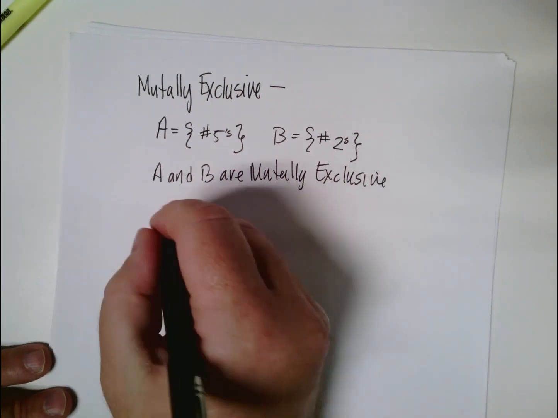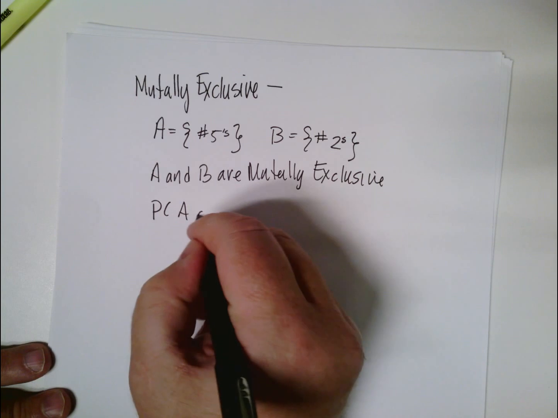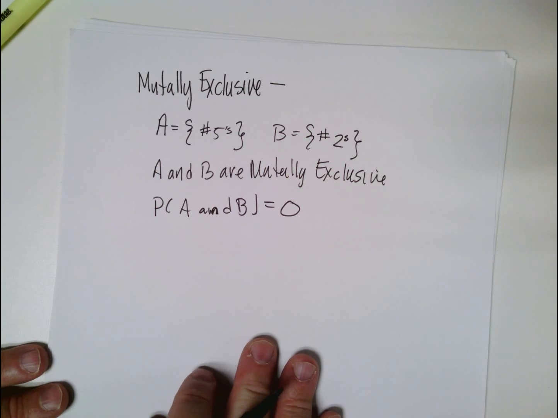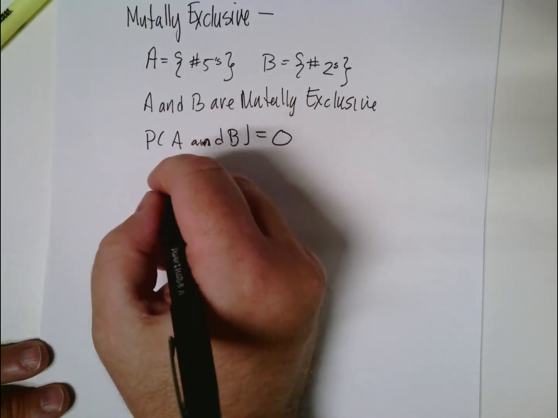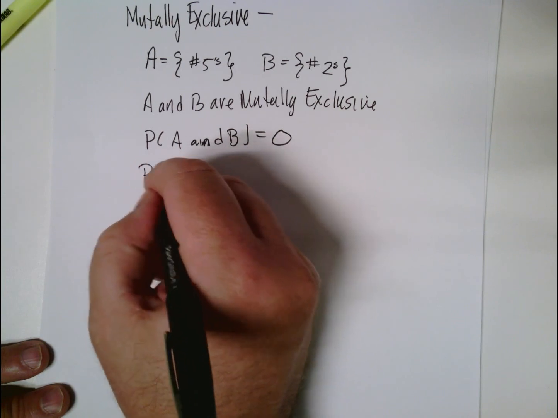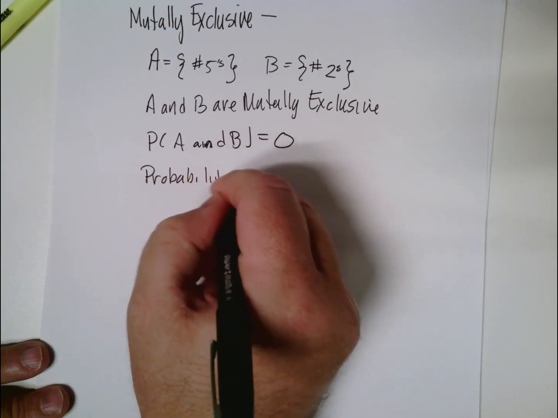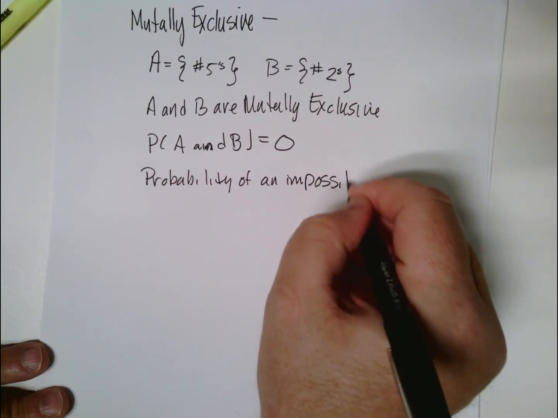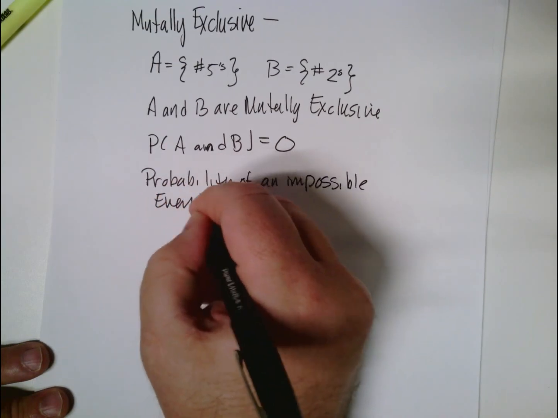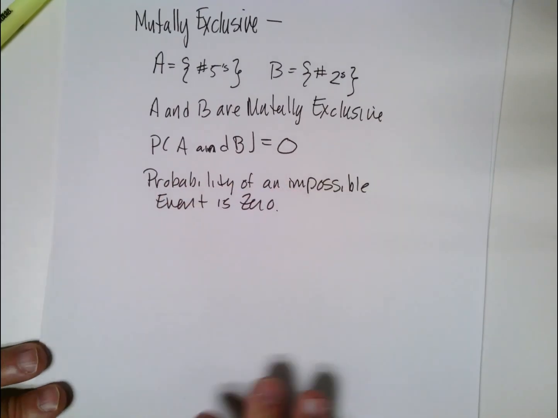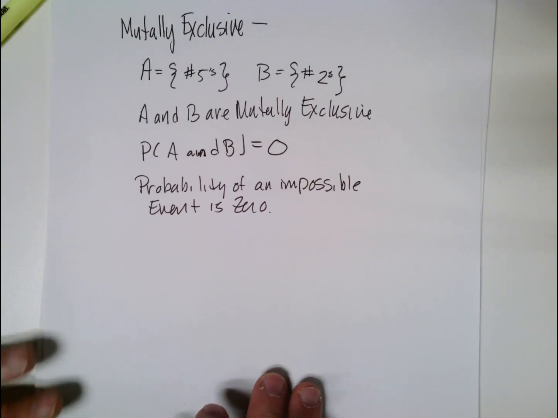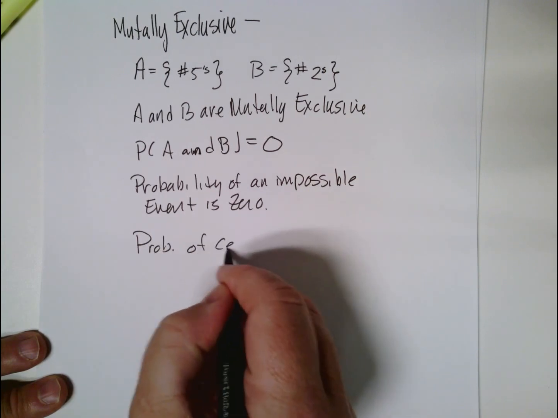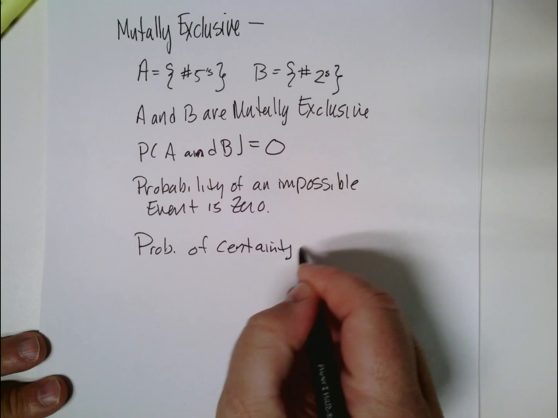Okay, so another way would be if the probability of A and B is 0. Okay, so anything that's impossible, the probability of an impossible event is 0. Okay, the probability of an impossible event is 0. The probability of a certainty is 1.